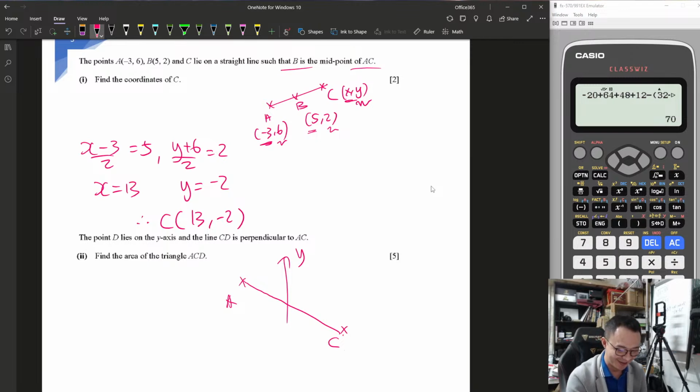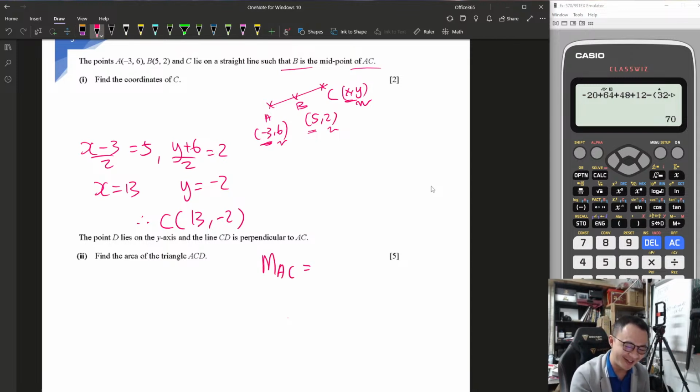So hard to visualize. AC is perpendicular to CD. Okay, maybe CD is like that, and this is D. Okay, something like that. But anyways, no need to draw it out, it wastes my time. So what I want to do here is just find the gradient of AC, to make our life easier.